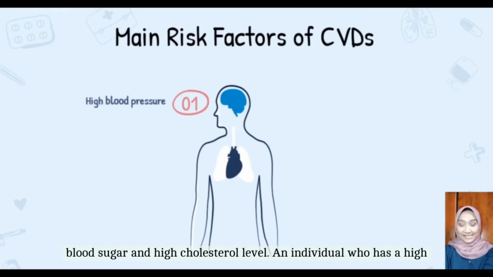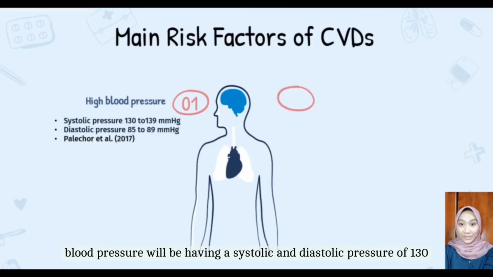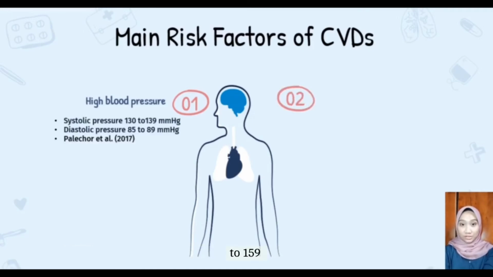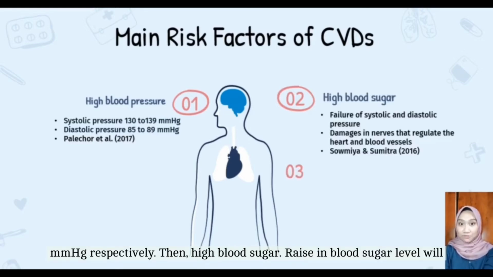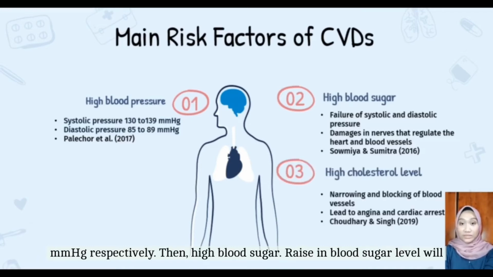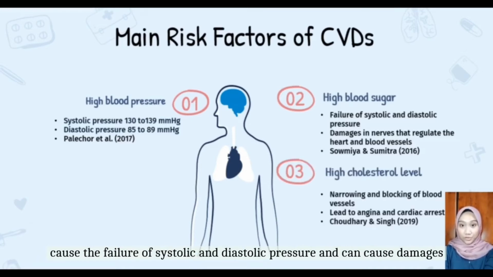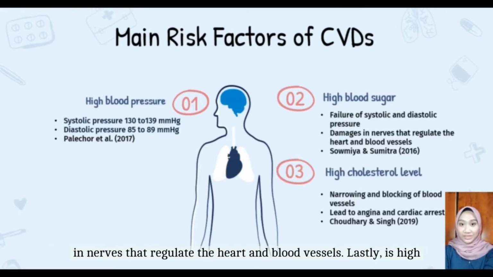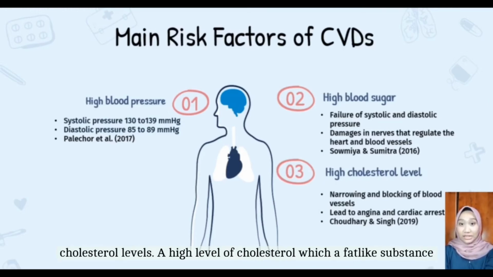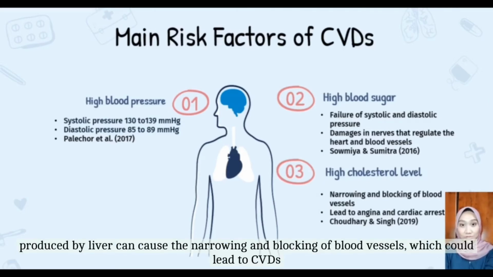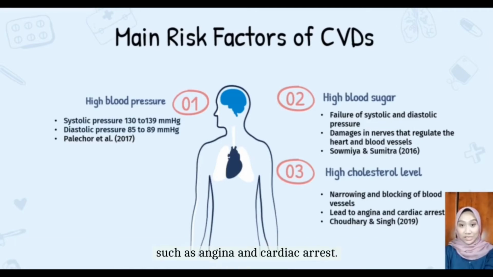An individual who has high blood pressure will have a systolic and diastolic pressure of 130 to 139 mmHg and 85 to 89 mmHg respectively. Then, high blood sugar. A high blood sugar level will cause failure of systolic and diastolic pressure and can cause damage to the nerves that regulate the heart and blood vessels. Lastly, high cholesterol level. A high level of cholesterol, which is a fat-like substance produced by the liver, can cause the narrowing and blocking of blood vessels, which could lead to CVDs such as angina and cardiac arrest.